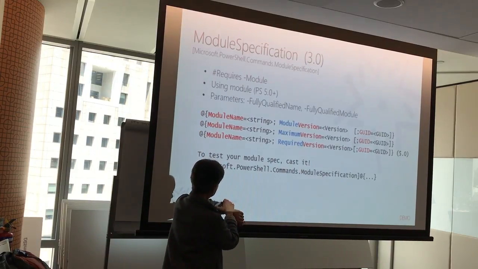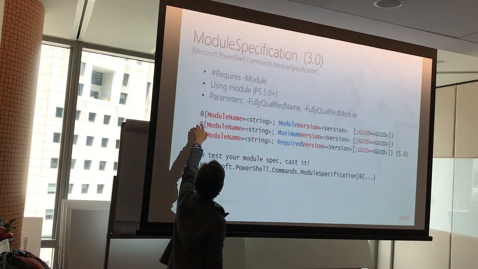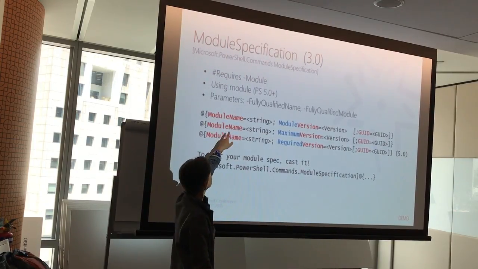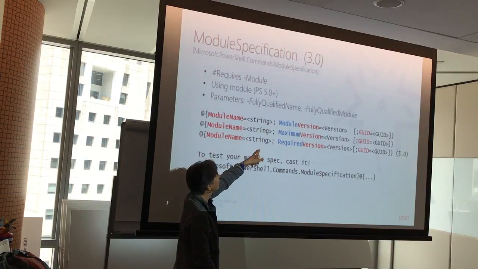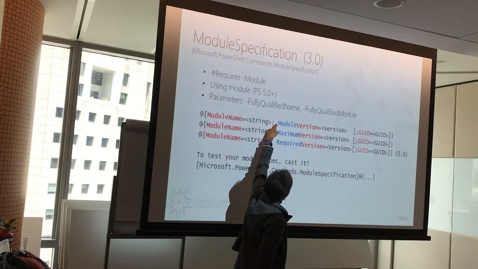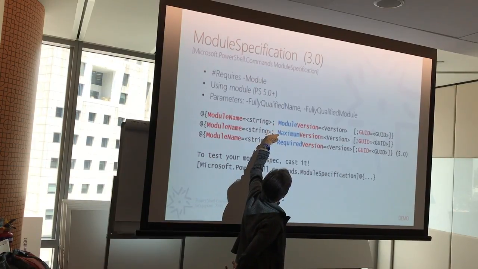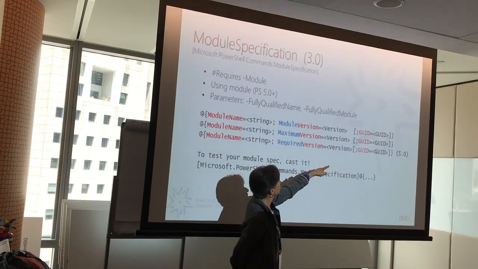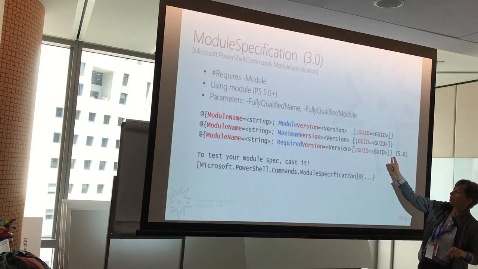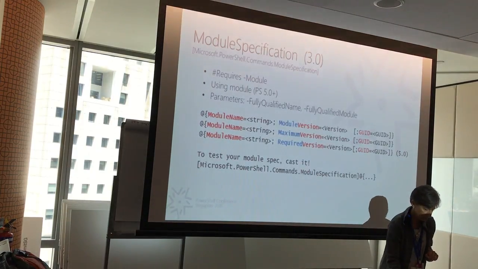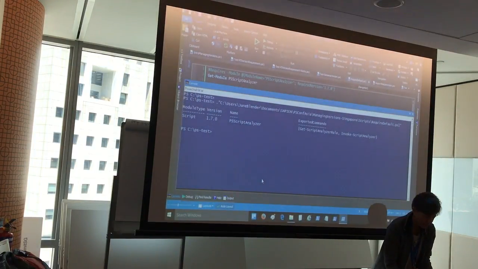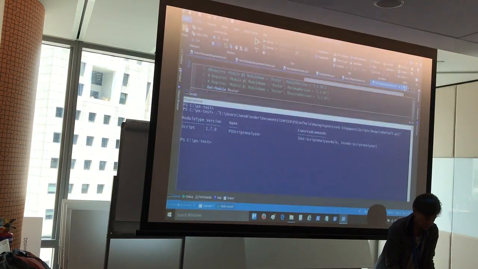So the way a module specification object looks is it has a ModuleName key. It must have a ModuleName key with a string, followed by any one but only one of these. ModuleVersion is the minimum version, then there's MaximumVersion and RequiredVersion, which was added in PowerShell 5, and then an optional GUID specifier. So you can require a module with a module specification object, and let's take a peek at that.